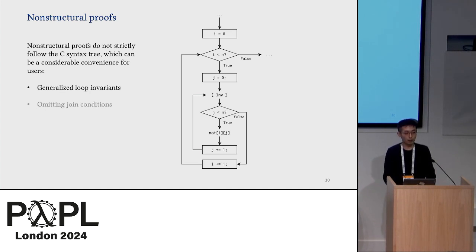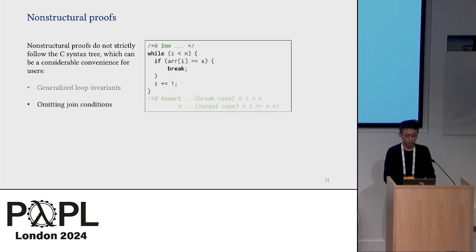We also have an example in our paper showing that the general loop invariant can be more intuitive than loop invariants at the start. That is the operation of red-black trees. The second example of non-structural proof is omitting join conditions.